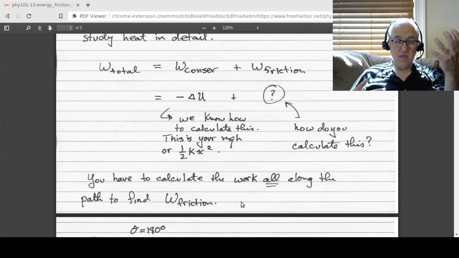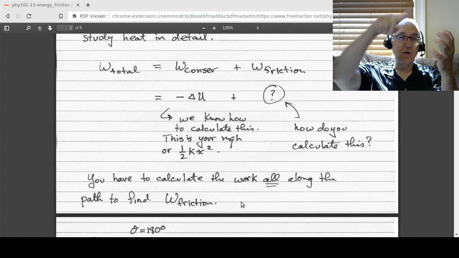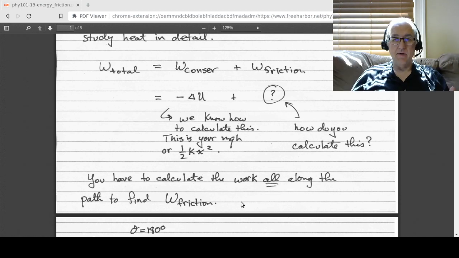You have one state here, some initial state and some final state. And how you get from the initial to the final state does not matter. That was my roller coaster example where you could take many different paths down and it would still give you the same answer. But here with friction, it is path dependent, okay? Not totally path dependent, but there are some details that you have to bring in. Okay, so let's look at how to calculate the work due to friction.